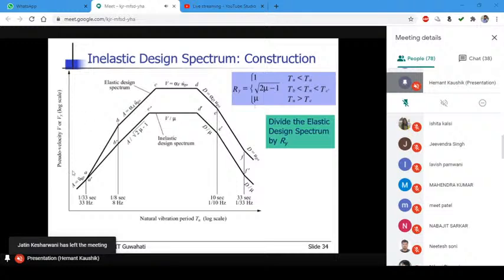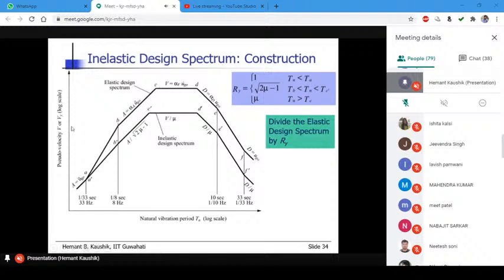Now let us see what it means. These points A, B, C, D are given here. This is point A or A prime, which corresponds to 1 by 33 seconds. So very stiff structures, very low values. This point is B, which corresponds to 1 by 8 second. So this is the natural period of vibration. Remember, this is point C, point D. This is point E corresponding to 10 seconds, and point F corresponding to 33 seconds. This elastic design spectrum you already have developed, right?